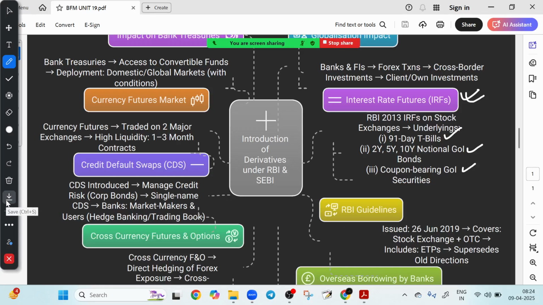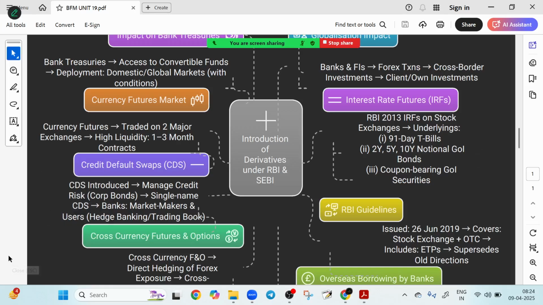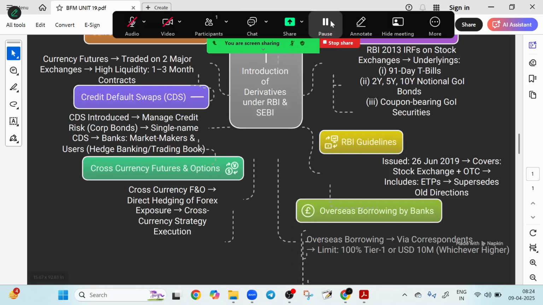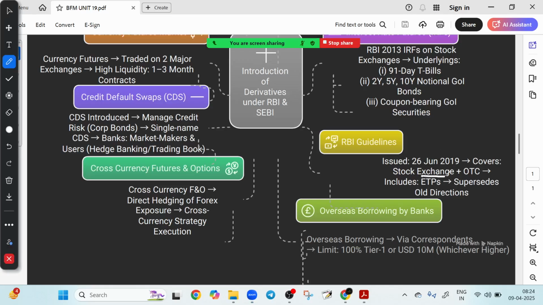Right. What about the RBI guideline? On 26 June 2019, RBI issued a comprehensive guideline covering both exchange traded and OTC, that is OTC derivative. You should know the difference between exchange traded and OTC derivative. These guidelines even cover ETP also, right, and replace earlier outdated directions, which was a much needed regulatory refresh.